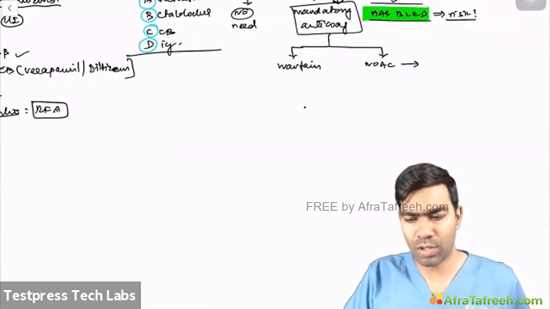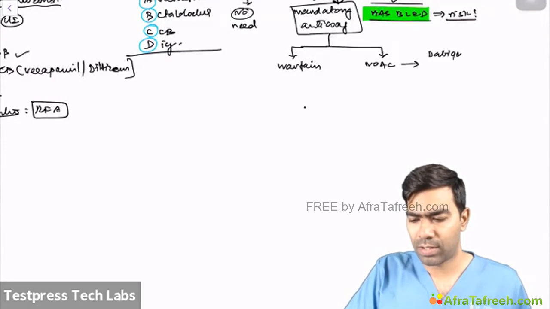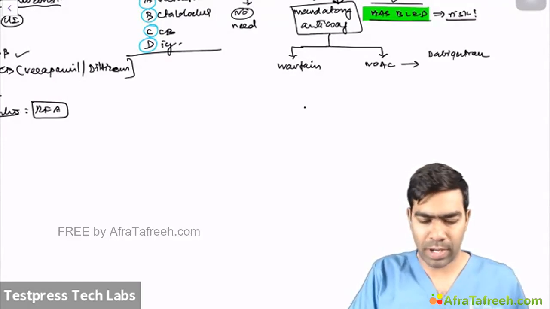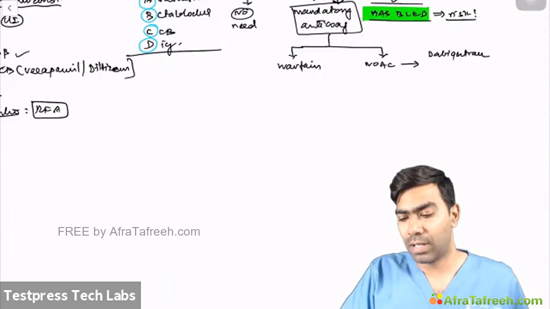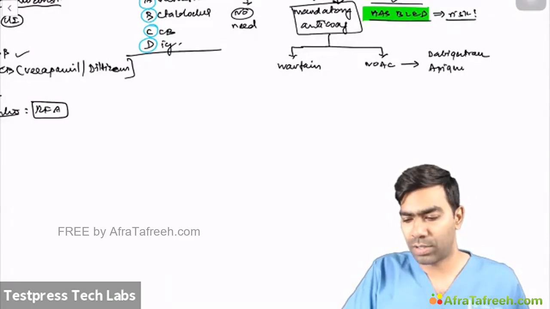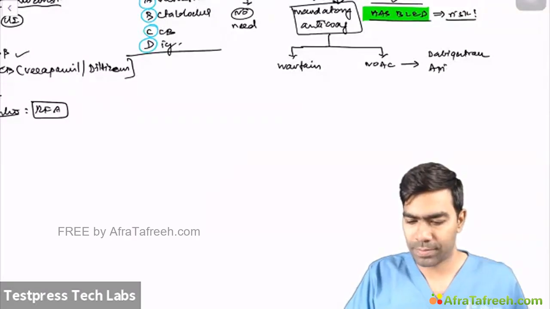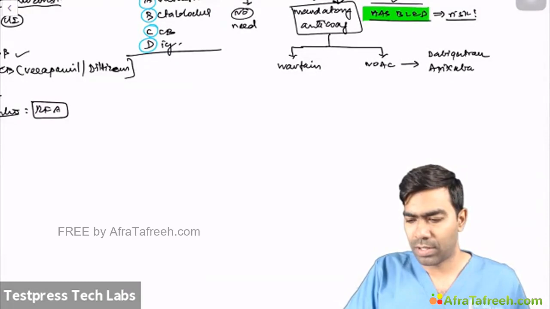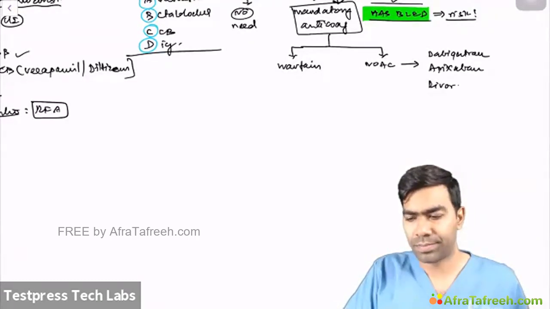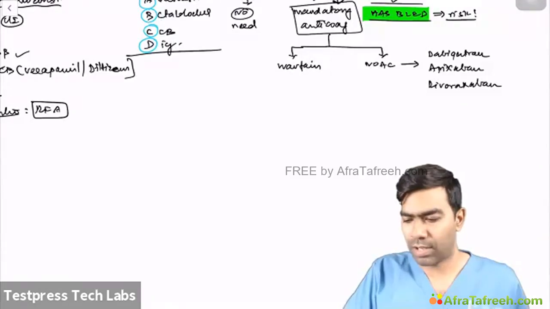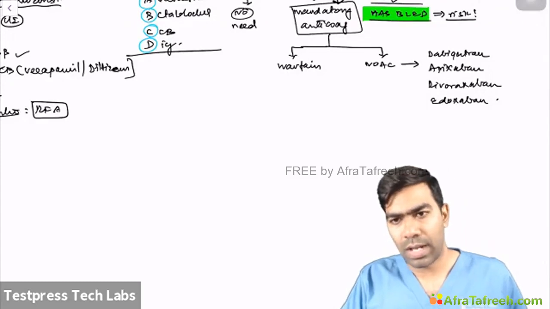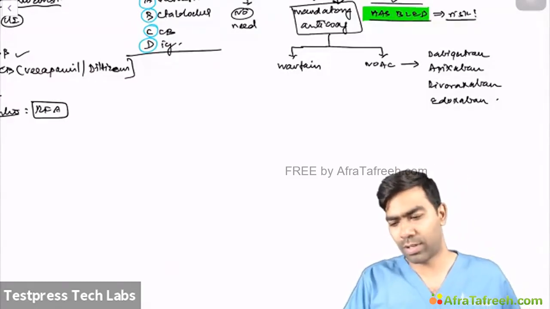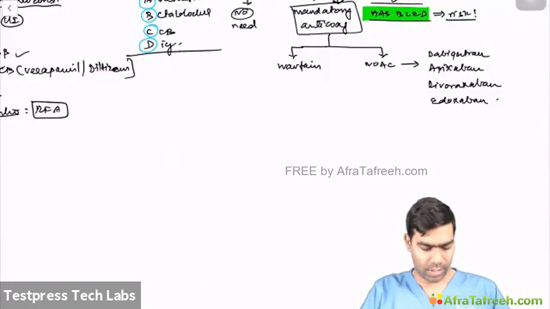The 4 most commonly used novel anticoagulants are dabigatran, that is Pradaxa, then we have Apixaban, Eliquis. I'm writing both together. Then we have Rivaroxaban. Then we have Edoxaban. So these are the 4 NOACs, novel oral anticoagulants. Warfarin is an old oral anticoagulant. These 4 are novel oral anticoagulants.